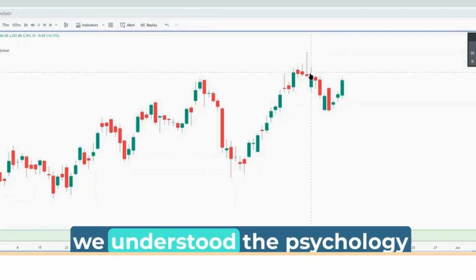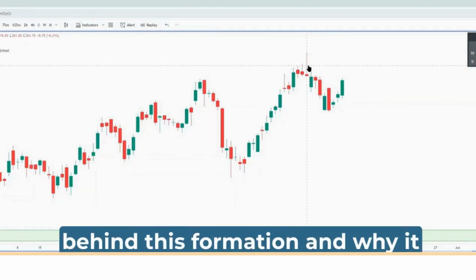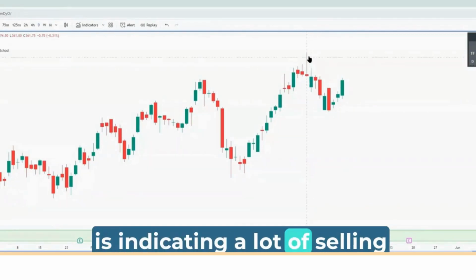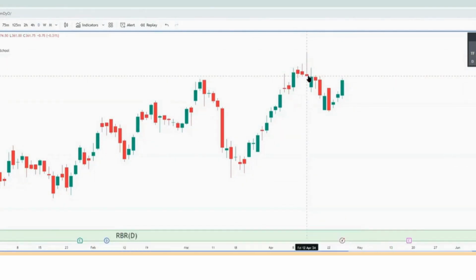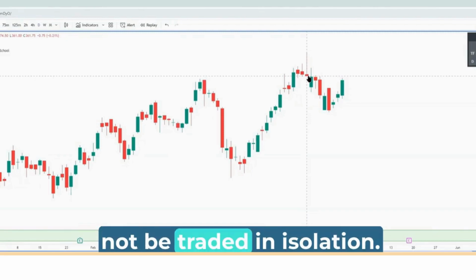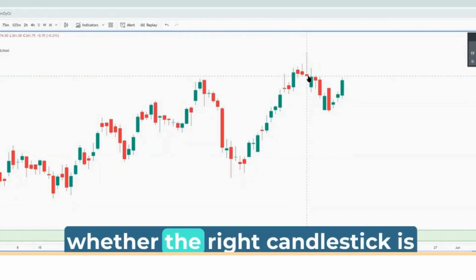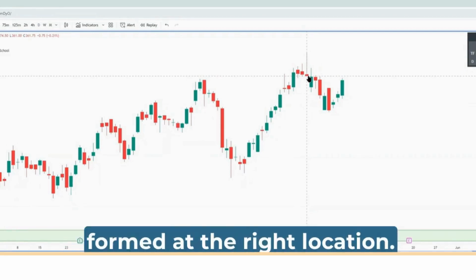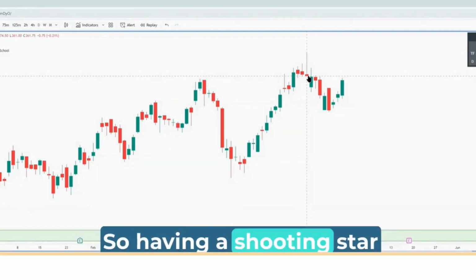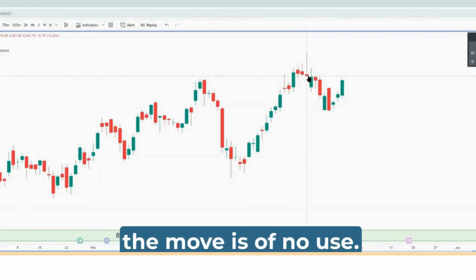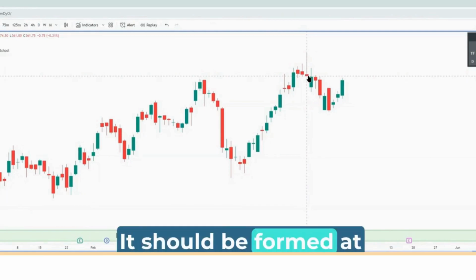So friends, we understood the psychology behind this formation and why it is indicating a lot of selling pressure. But friends, any candlestick pattern should not be traded in isolation. Most important is the location, whether the right candlestick is formed at the right location. So having a shooting star anywhere in the middle of the move is of no use. It should be formed at the right location.